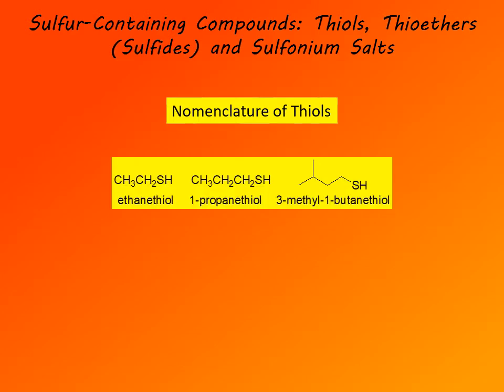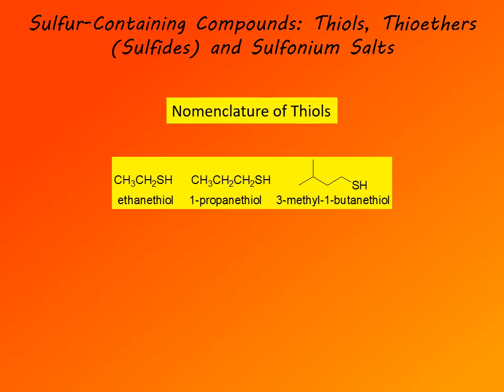Thiols are named by naming the longest chain that contains the thiol group, that's the SH group. So thiols are sulfur analogues of alcohols, and we name the longest chain first as an alkane, and then add the suffix thiol. We don't drop the final E, since we don't have the problem of two vowels next to each other.